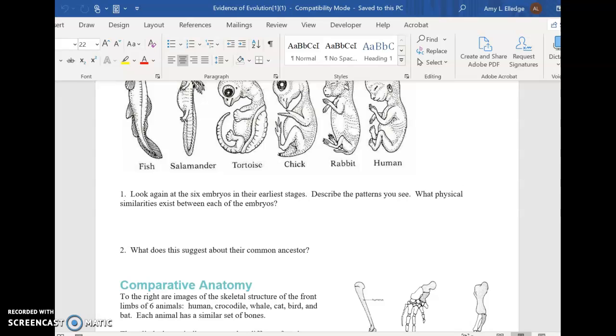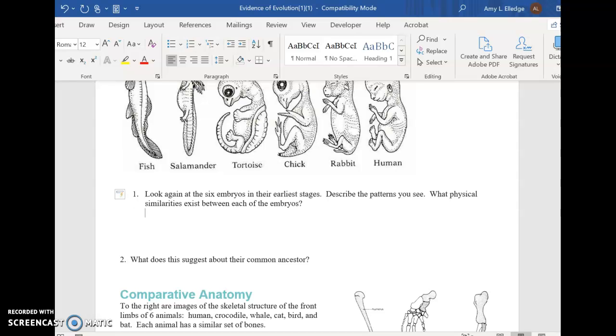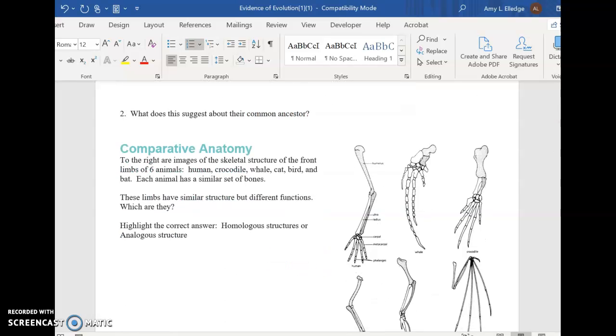And then when you get here, what physical similarities exist between each of the embryos? What I'm looking for there is the fact that they all have a notochord, tail, and gills. All right, those are the big things that I'm looking for for that answer, and they are also in your notes. What does this show about their common ancestor? Well, if they all had these things, guess what their common ancestor probably also had?